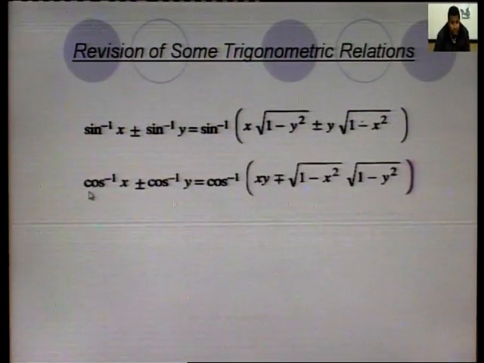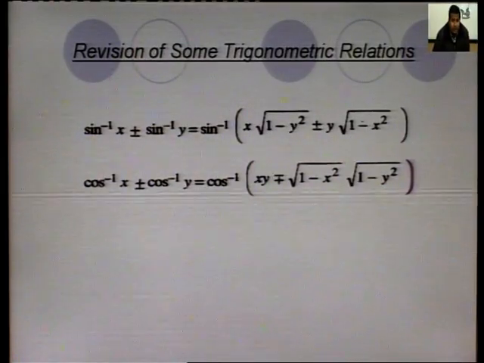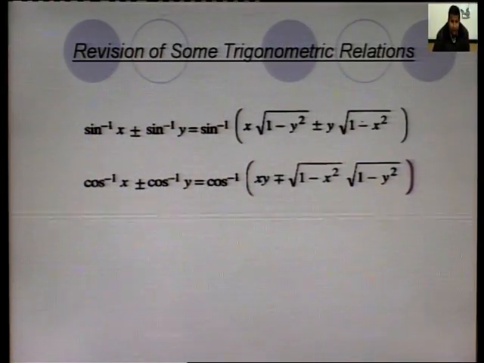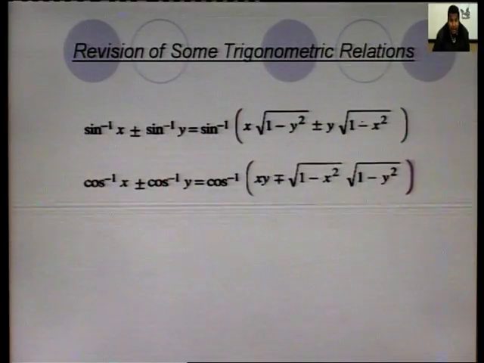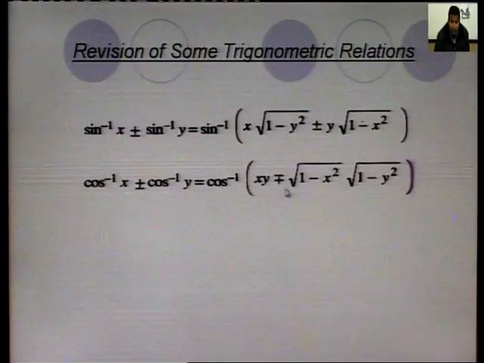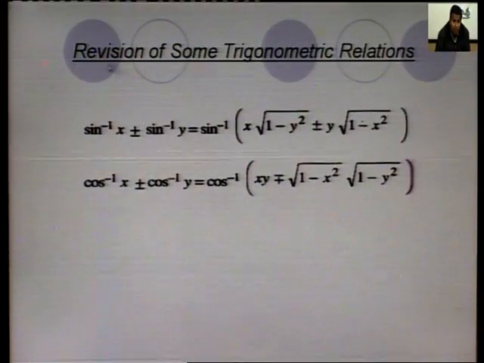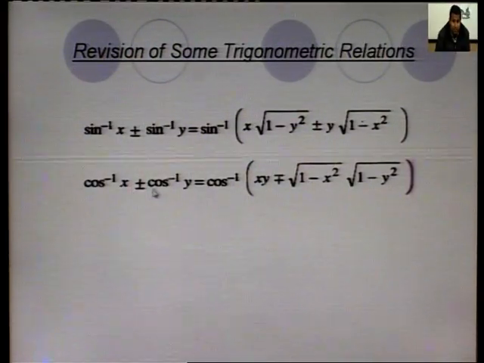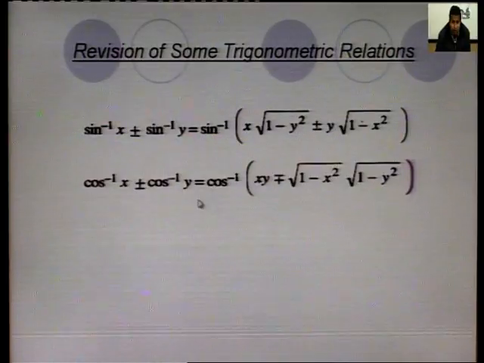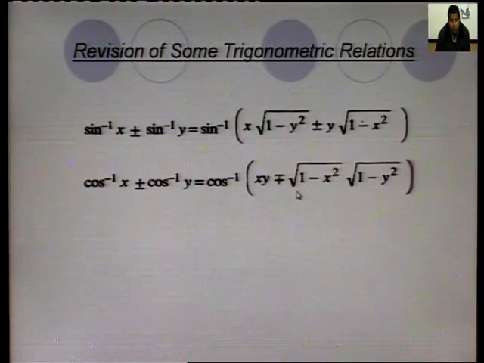Similarly, for the cos also, cos inverse x plus cos inverse y is equal to cos inverse of xy minus root of 1 minus x square into 1 minus y square. And for minus here, cos inverse x minus cos inverse y is equal to cos inverse of xy plus root of 1 minus x square into 1 minus y square.